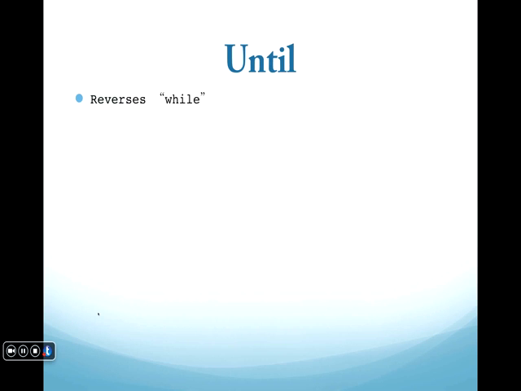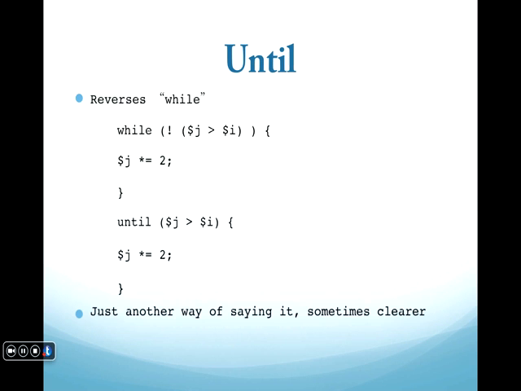Until. So it's reverse while. So let me remind you with while. We had while with a Boolean statement. We are saying while is not g bigger than i, do the following block. So instead of saying that, you will say until the statement is true, do the following. So until g is bigger than i, multiply whatever is in g by 2. So the moment the statement becomes true, you will exit the loop. Until is just the opposite, reverse of while, and just another way of saying things.